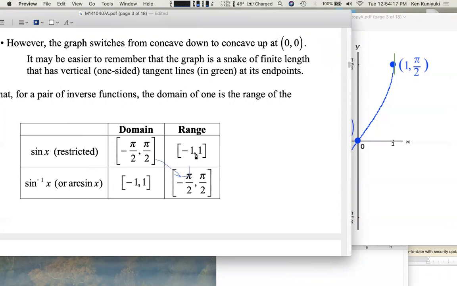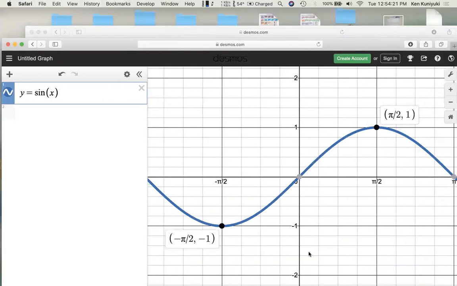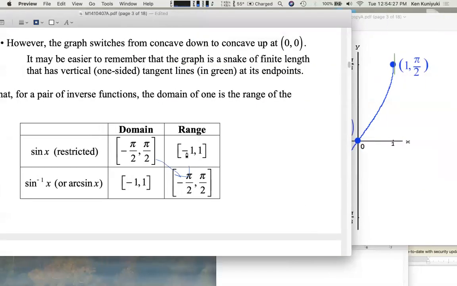Likewise, the range for both the original and the restricted sine function, the y-coordinates we pick up, went from negative 1 to positive 1, the y-coordinates. The range for the sine function now becomes the domain for the inverse sine function. The domains and the ranges switch. And these are all closed intervals.